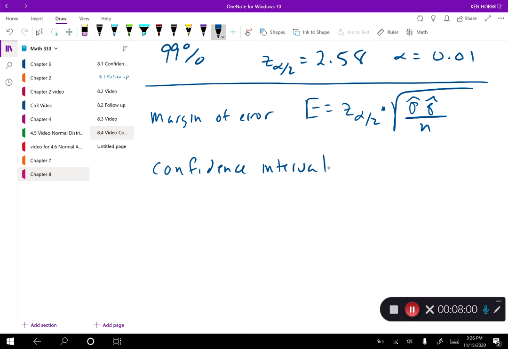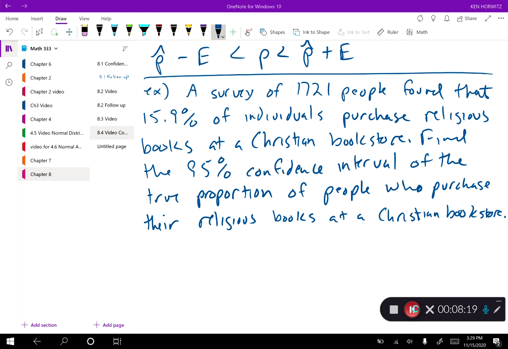Putting it all together, we're going to have p hat minus E is less than p, which is less than p hat plus E. Okay. All right, so let's jump right in.